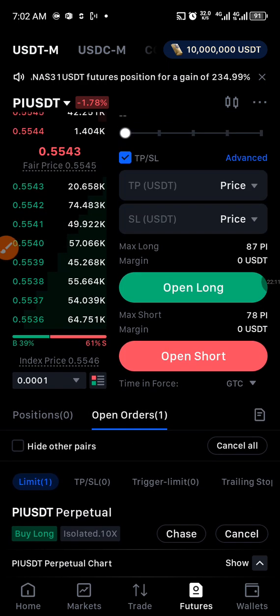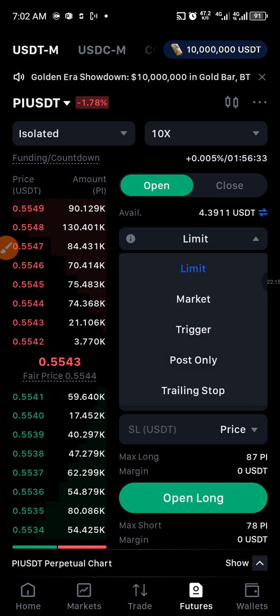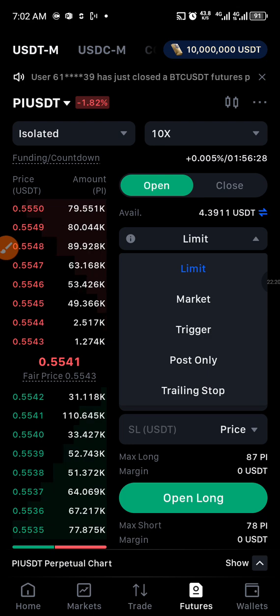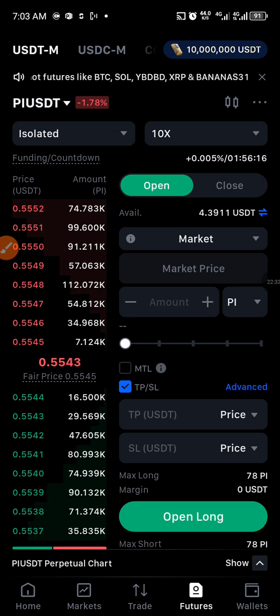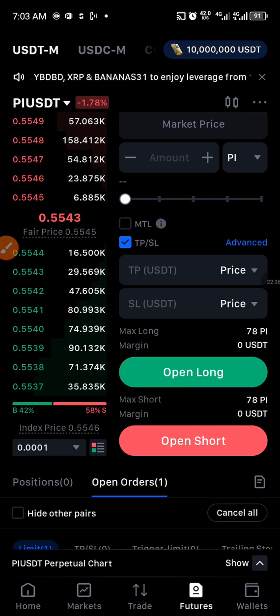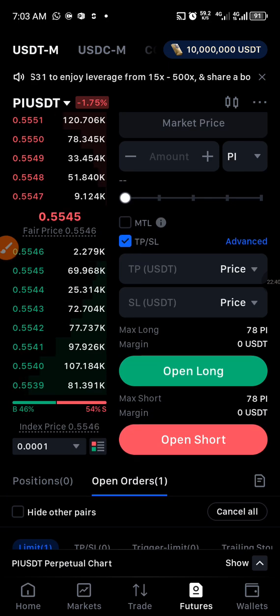Okay, but aside from limit, if you want to enter the trade immediately, what you will use is market. So you use market order. Market order means you will enter the trade immediately. Okay, for instance, this is pi. The current price is 0.5545.